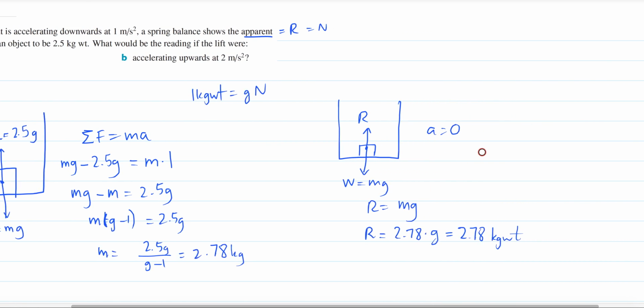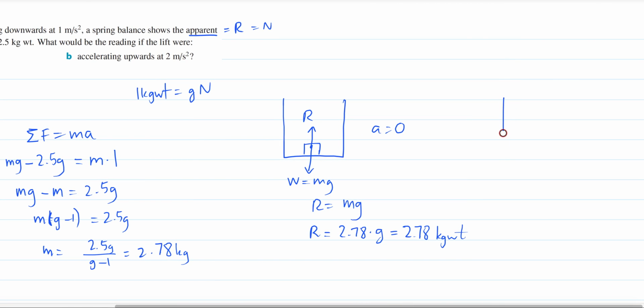Okay, so I'm going to move over to the right. I'm going to draw another lift over here, but this time the entire lift is going up at a rate of 2 meters per second squared. Once again, we have our weight force, as always, m times g. We know m is 2.78. Mass does not change, it's constant, okay? 2.78 multiplied by g. And of course, we have our reaction force. This time we don't know it, because if you're going up, your reaction force changes, okay?